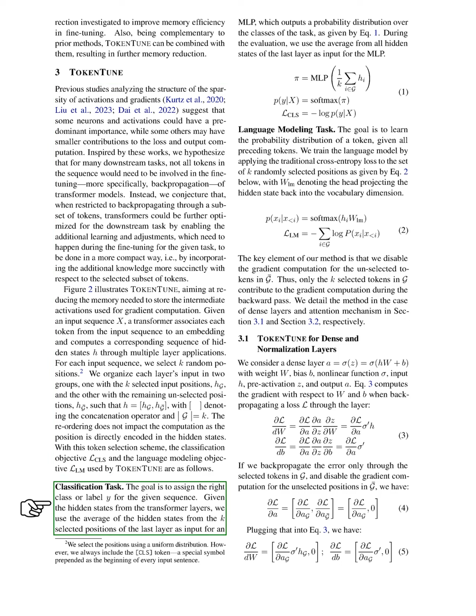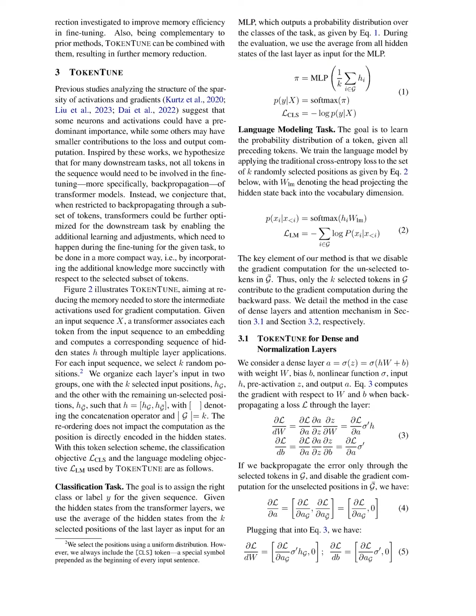For the classification task, we aim to assign the correct label to the sequence. We use the average of the hidden states from the selected positions in the last layer as input for a multi-layer perceptron, MLP, which produces a probability distribution over the possible classes. During evaluation, we average all hidden states from the last layer for the MLP input.